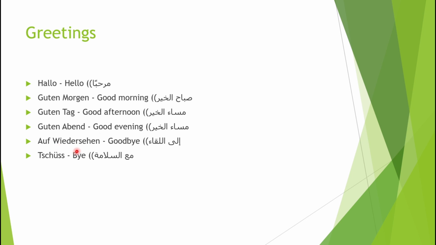Auf Wiedersehen means goodbye. It is the formal way of saying goodbye. And Tschüss is the casual way of saying goodbye. Repeat with me to practice pronunciation.